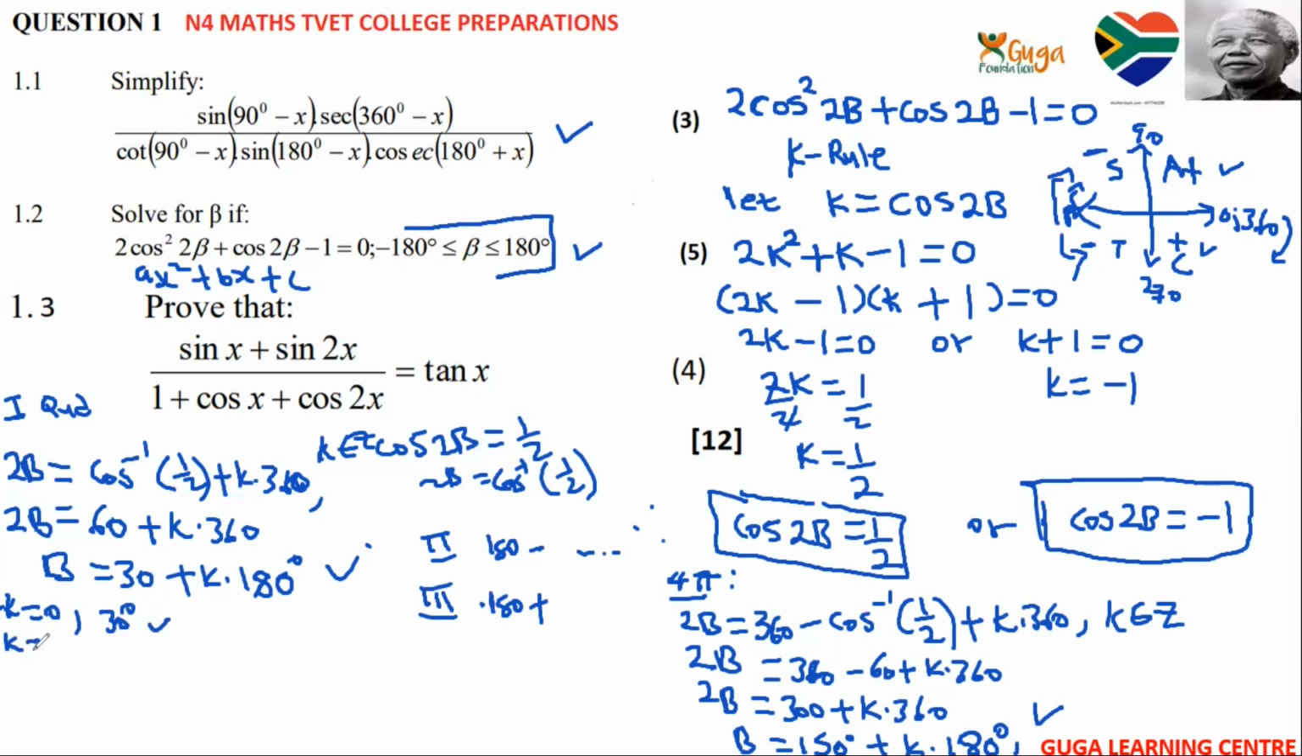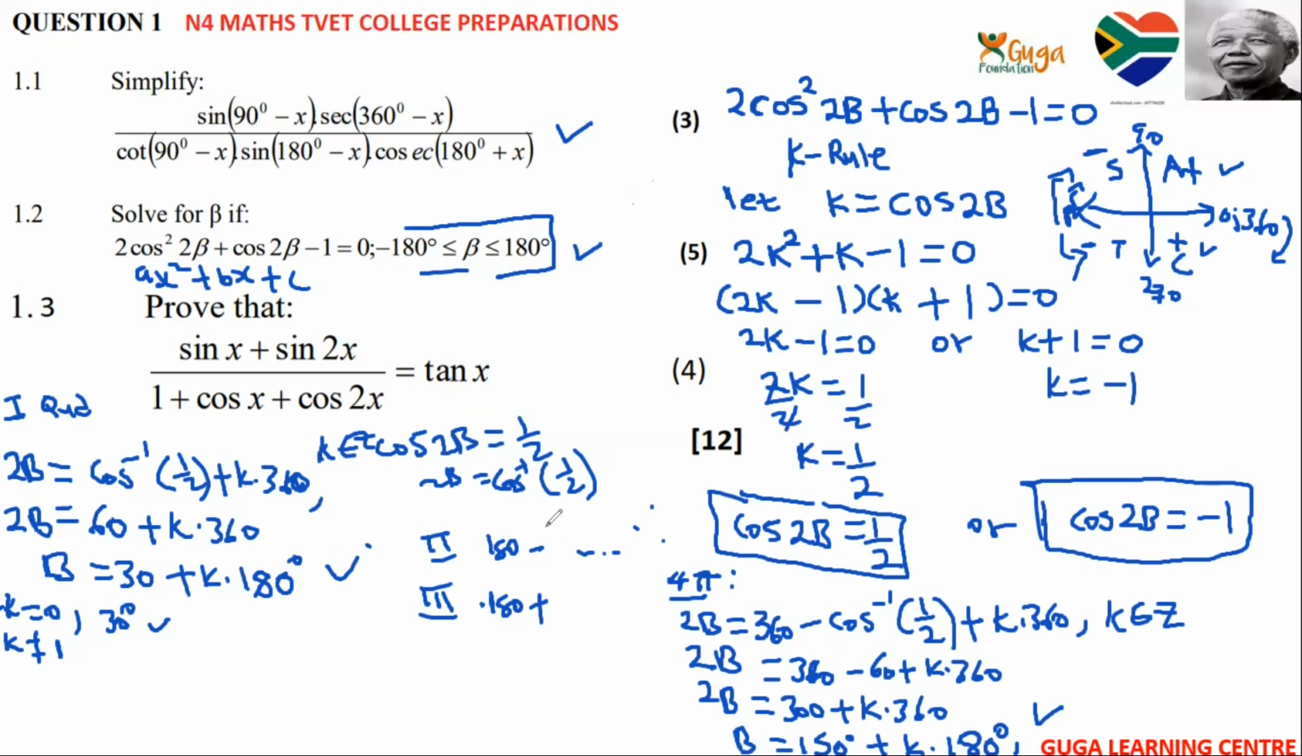So you'll do that when k is equal to 1, it will be 180 plus 30, which is out of the range. So this will not do. And then this will never work. Similarly for the negative 1, it will be 360 minus 180. It will be 30 minus 180, which is in the range, right?